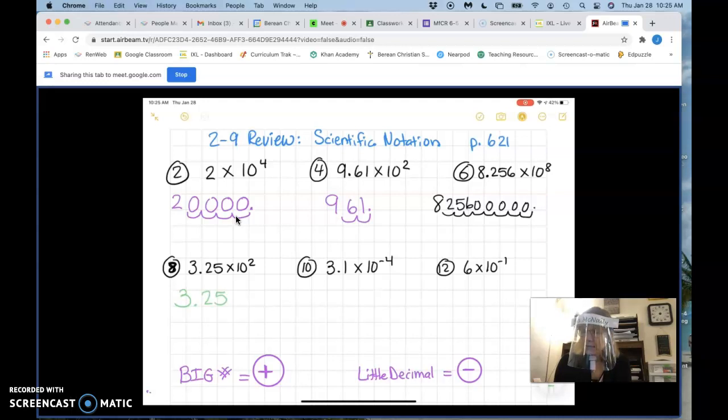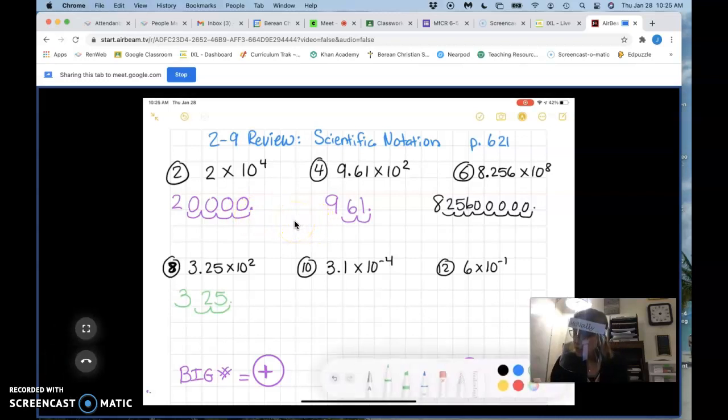Again with the positive exponent, so we're still moving to the right. How many times? 2. 2 times. So 1, 2. New decimal. Erase the old one. And our new number is 325. And Cameron is going to walk us through the next one.